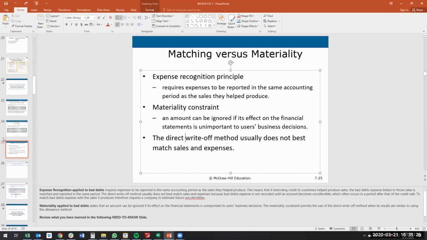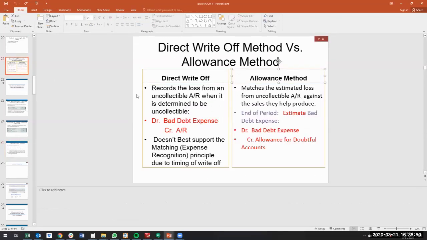Again, we can only use the direct write-off method if it's immaterial. Immaterial is, the true definition, an amount that can be ignored because its effects on the financial statements are unimportant. If it is material, so greater than that 1%, where it would influence someone who is interested in purchasing the business, then we need to disclose it and use the allowance for doubtful accounts method, or the matching method. So allowance method versus direct write-off method: the direct write-off is only if it's immaterial, and the allowance method is if it's material.